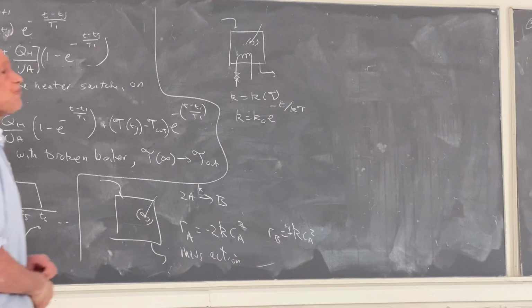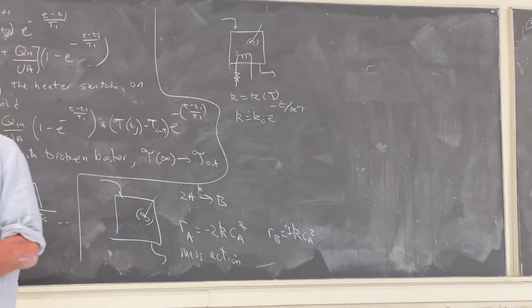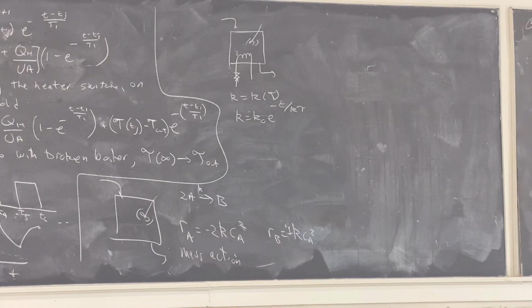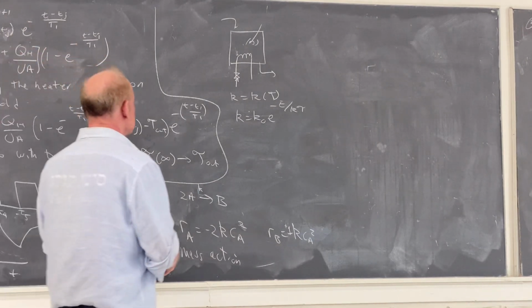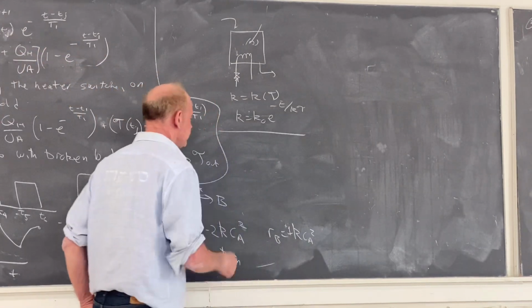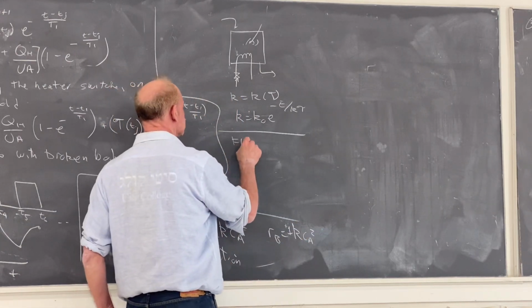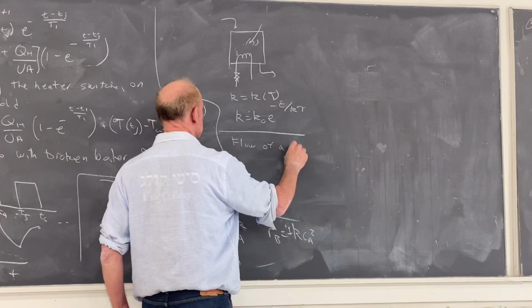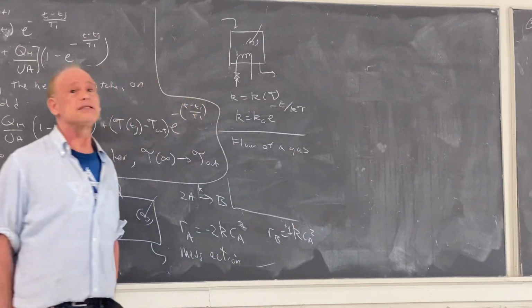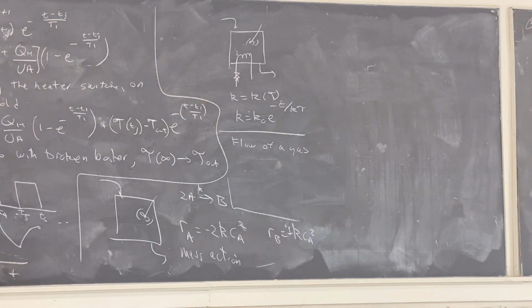If I have a flow system, another example is if I have a flow of a gas that depends on temperature, so I have an input and an output.